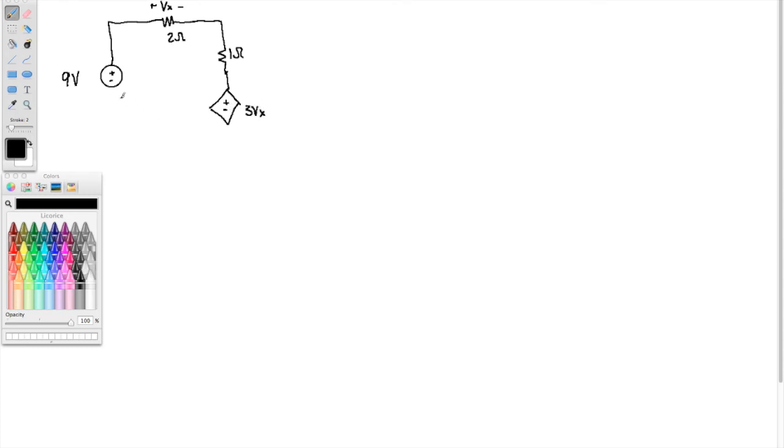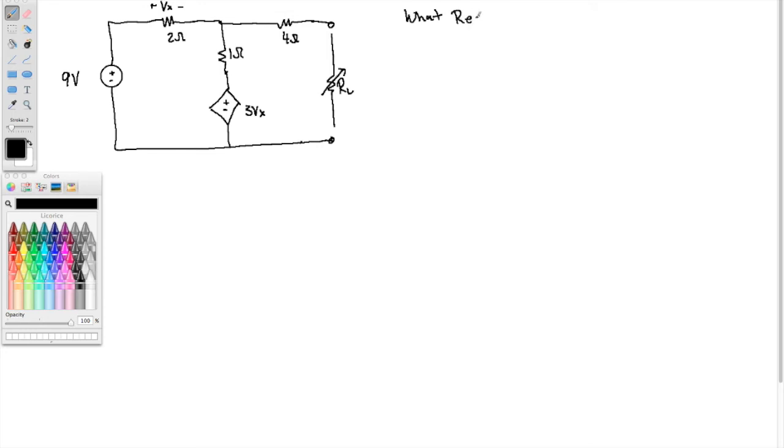Vx. So there's my voltage source, depends on this voltage here. Okay, here's my circuit, and my output is here, and here's my load resistor. And same question, what resistor should be connected?